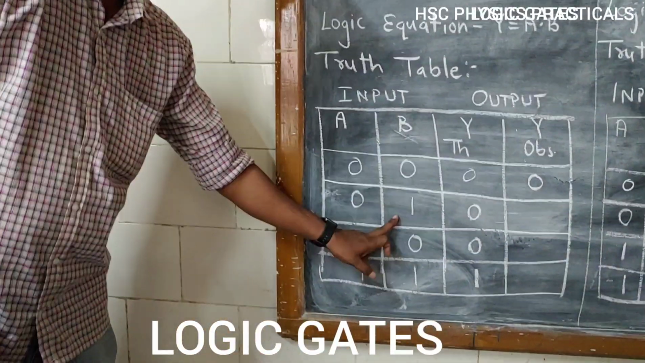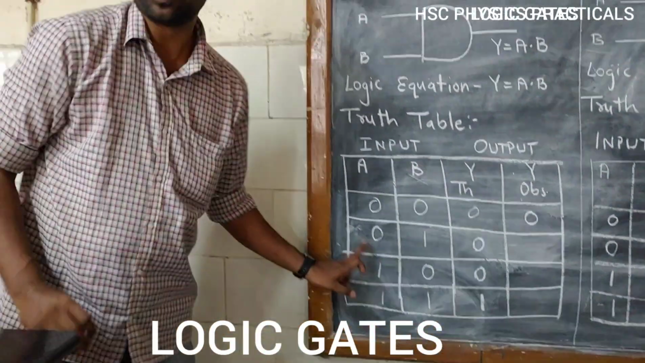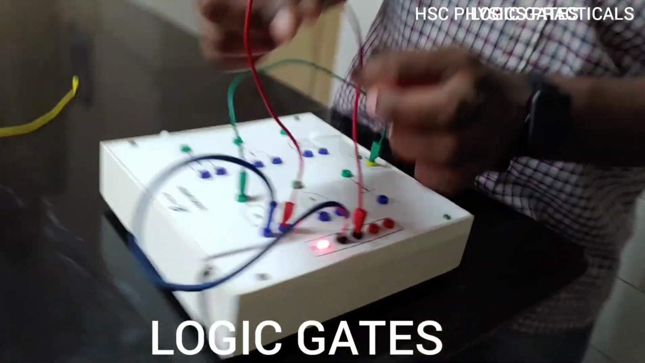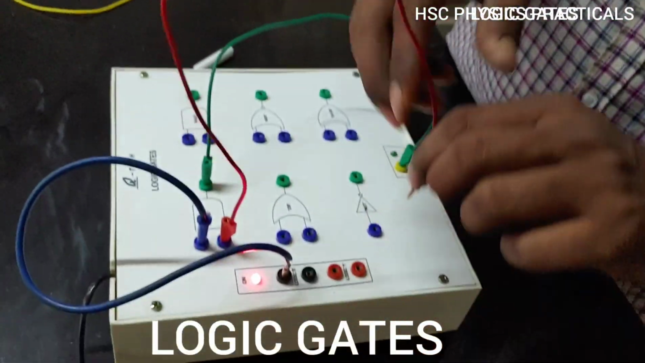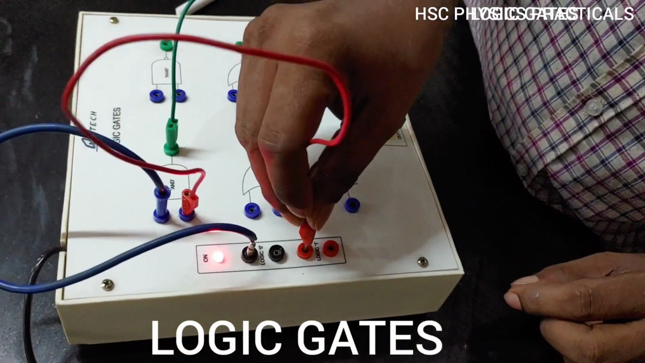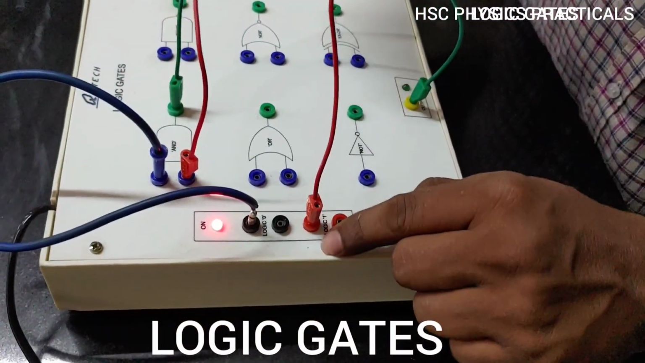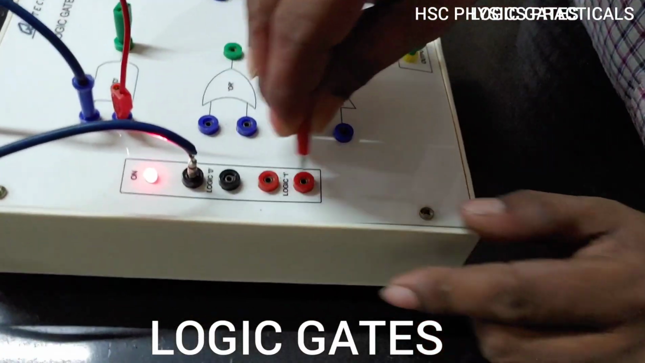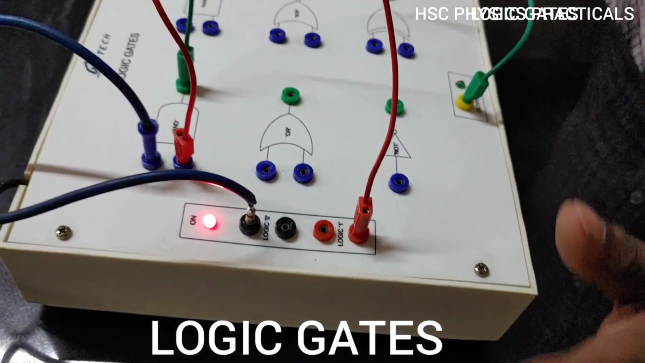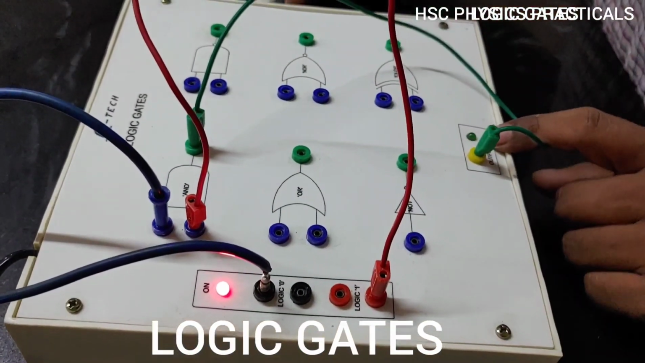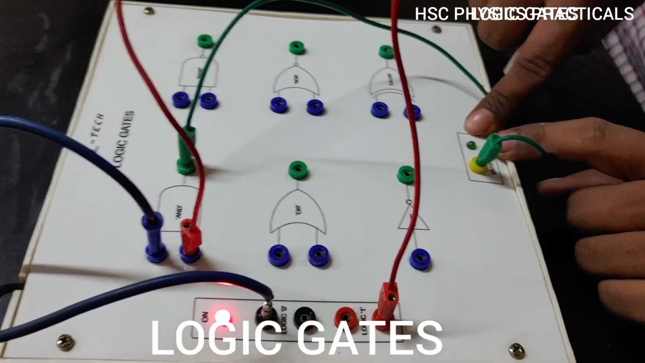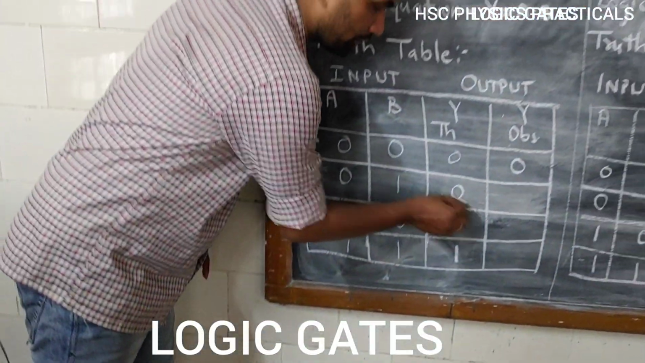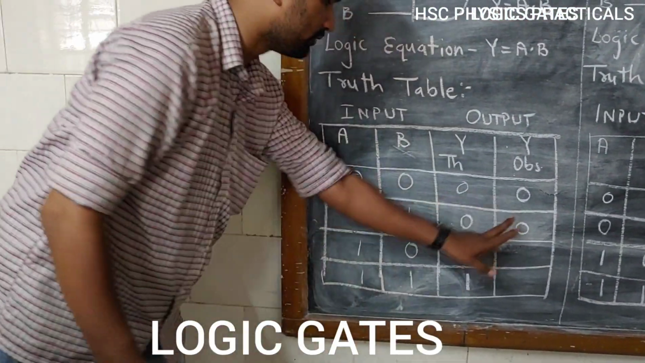Next, B is 1, A is 0. So this red one is B. I have connected B with the logic 1. You can see this. I can connect here or I can connect over here also, no issue with that. So the output is the same. It is 0 only. So I will write a 0. The theoretical value is 0, so observed value is also 0.